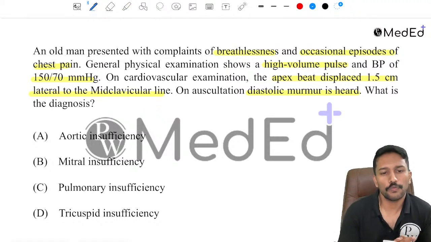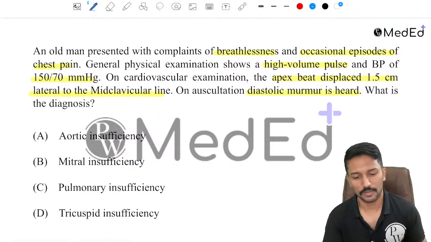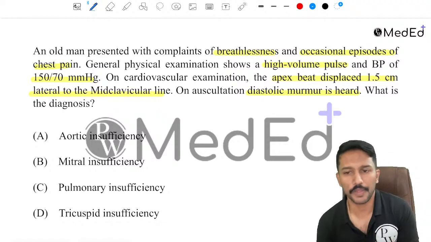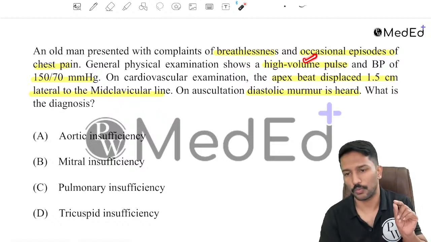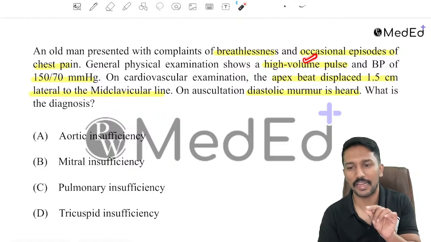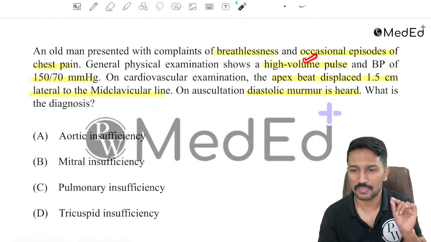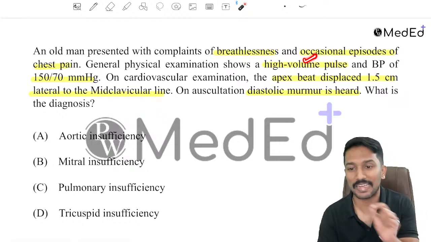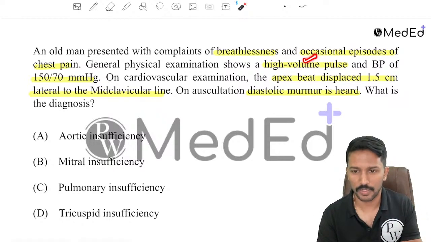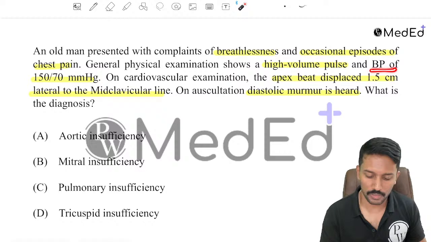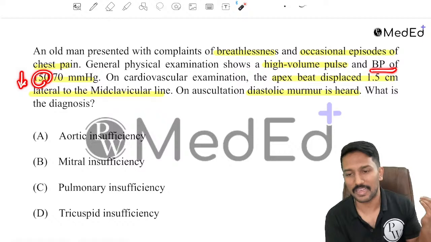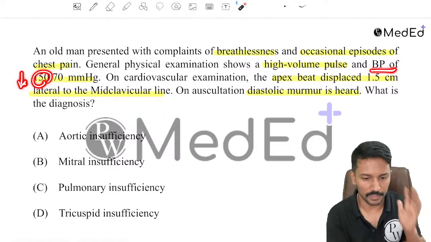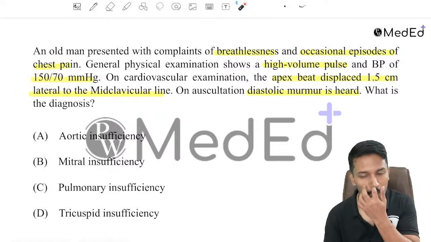Can it be a case of aortic stenosis? No, right? Why can't it be a case of aortic stenosis? In aortic stenosis, the pulse becomes low volume, a slow rising, late peaking pulse, what you call pulsus parvus et tardus. This is not the case. Second, what will happen to the BP in aortic stenosis? The systolic BP will come down, what we call systolic decapitation of blood pressure. That is not happening here. It can't be a case of AS.